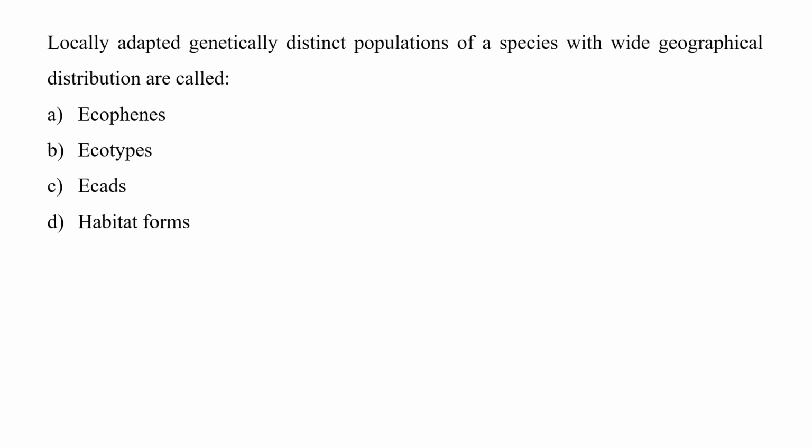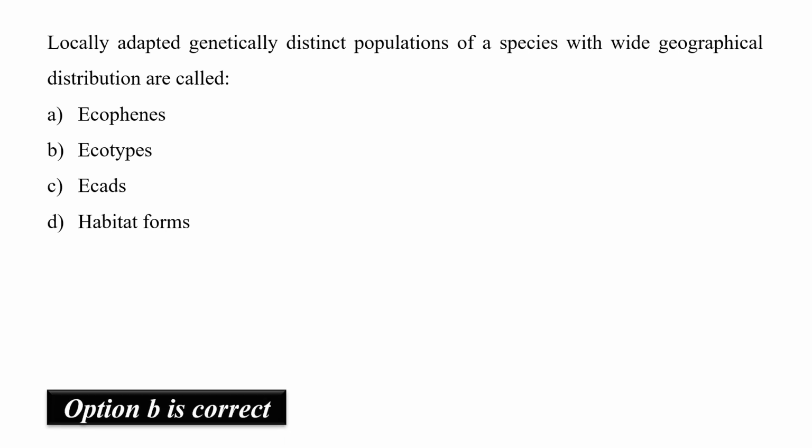The question is, locally adapted genetically distinct populations of a species with wide geographical distribution are called: A, ecophytes, B, ecotypes, C, echades, and D, habitat forms. So ecophytes and echades are more or less similar terms, but ecotypes, which are also known as ecospecies, are a genetically distinct geographic variety which is genotypically adapted to specific environmental conditions. And as per the definition given above also, option number B is correct, that is ecotypes.